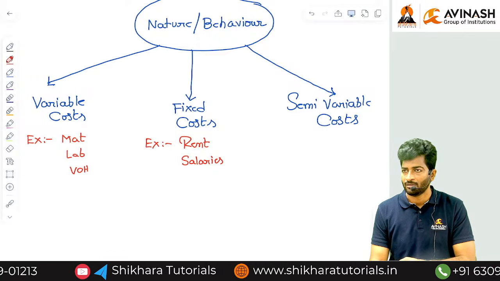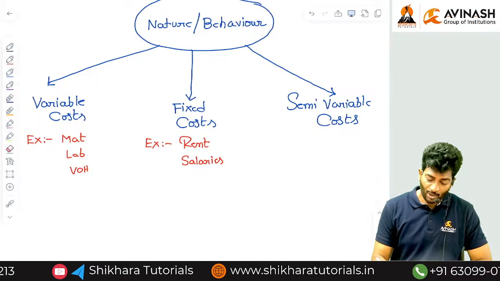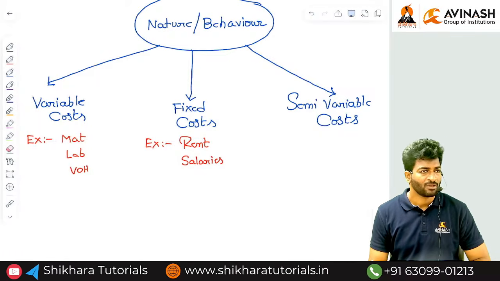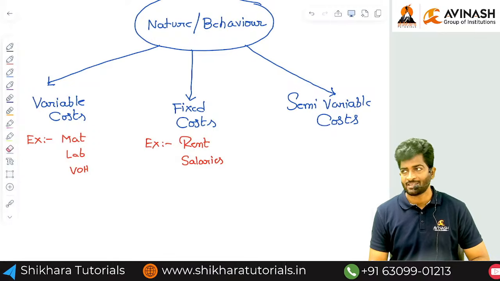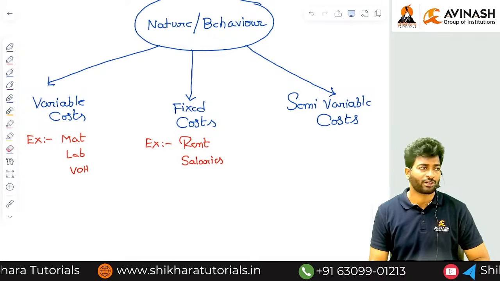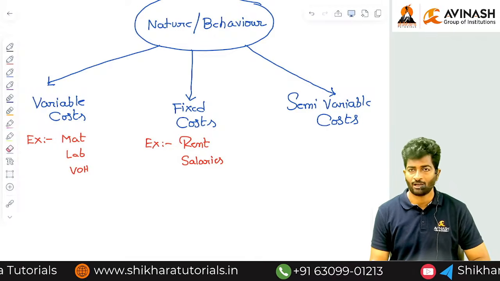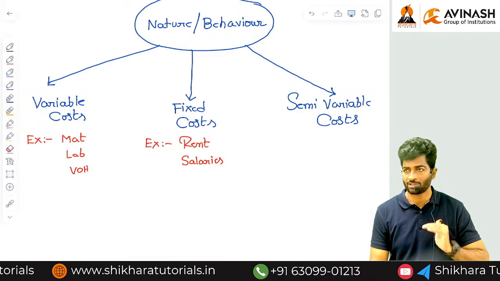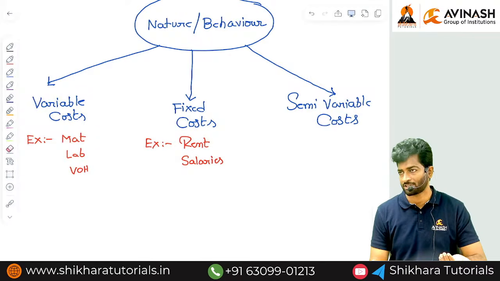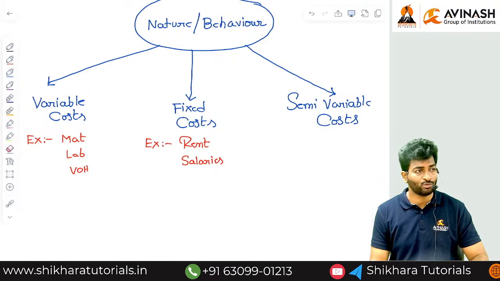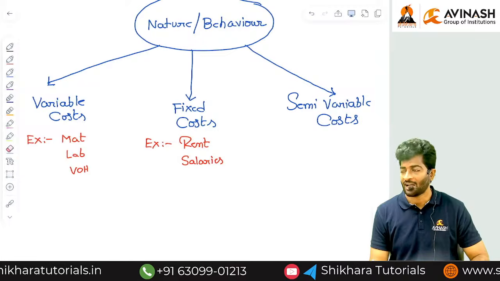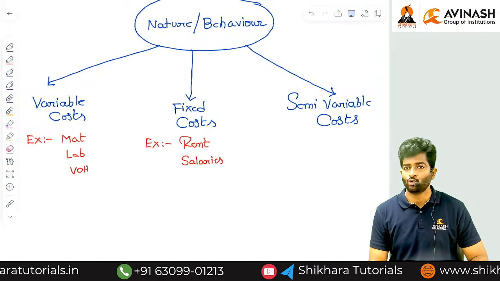Clear? Right. Next, coming to semi-variable cost. What is semi-variable cost? It is a combination of both variable cost and fixed cost, and this cost will remain the same or fixed up to a certain extent of production. Beyond that level of production, this cost will start to increase. Say up to 10,000 units.